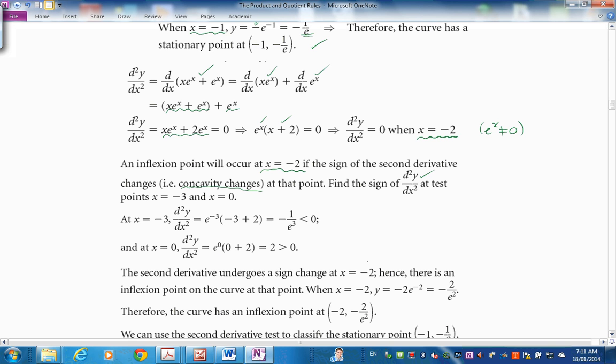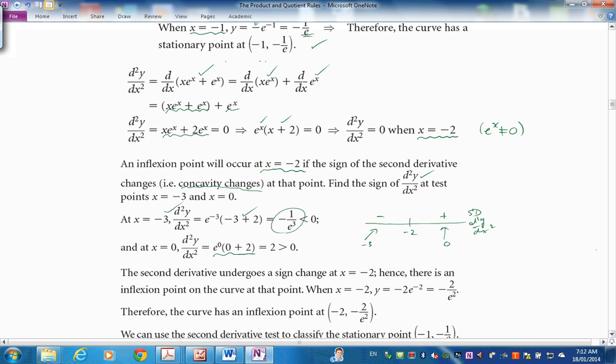We haven't actually got a number line here, so I think it's worthwhile doing that. It's 0 at negative 2. This is a sign diagram for the second derivative. At negative 3, subbing it in, we get negative 1 over e cubed, which is negative. Over here, sub in 0: 0 plus 2 is 2, so it's positive.